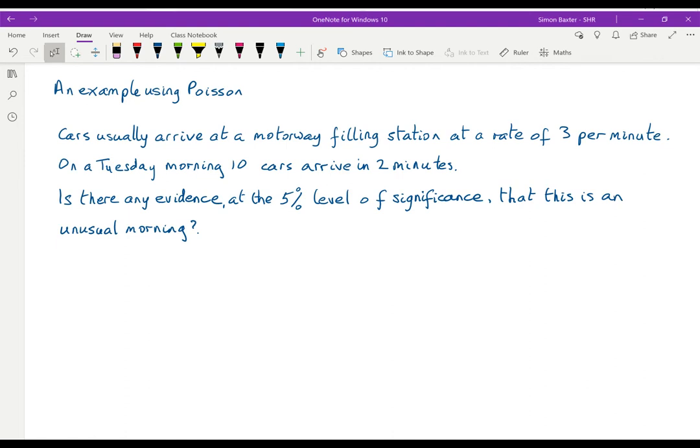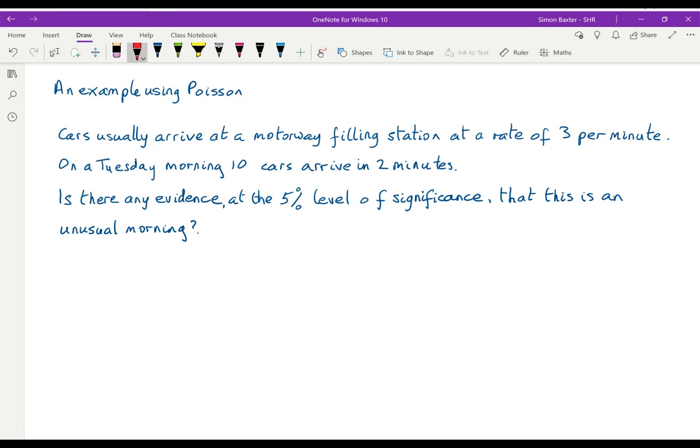In the second example, we're going to use the Poisson distribution. If we think of cars arriving at a motorway filling station at a rate of 3 per minute, that is the normal situation. On a Tuesday morning, 10 cars arrive in 2 minutes. Is there any evidence at the 5% level of significance that this is an unusual morning? First thing to notice is that we're just asking whether it's an unusual morning. It would be unusual if too many cars arrived or too few. In other words, we're going to be looking at a two-tail test when it comes to it.